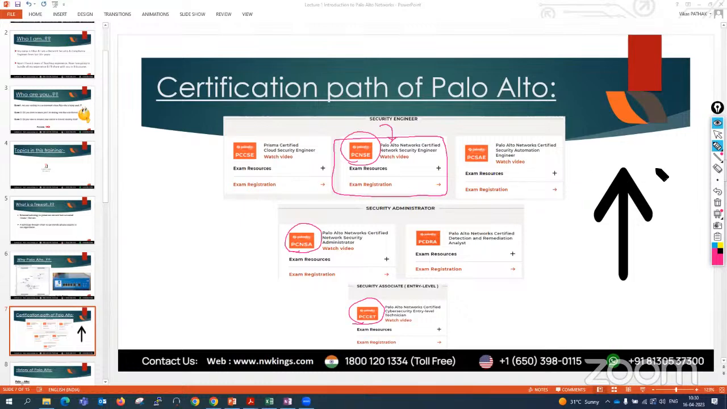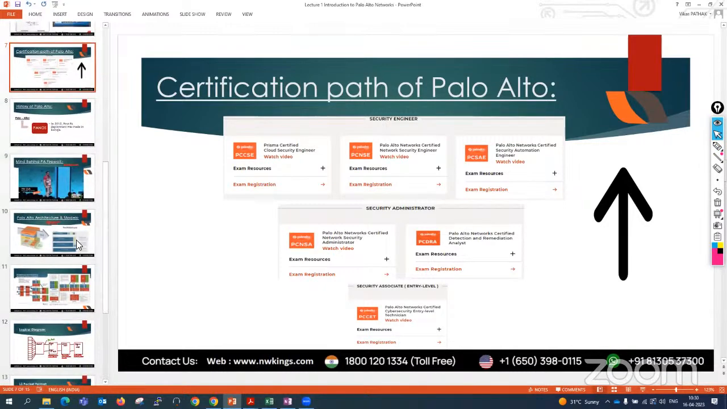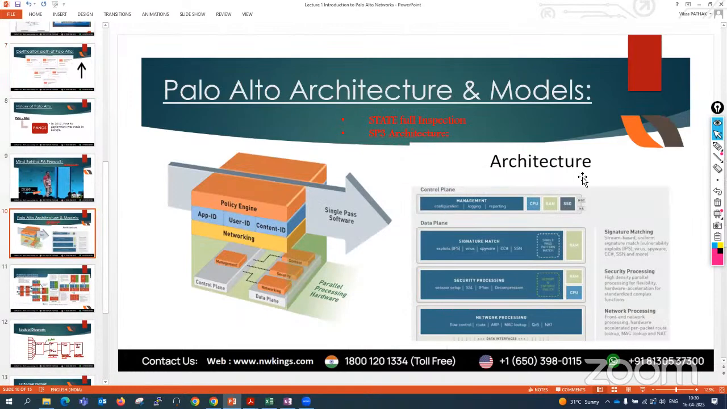Okay. Now let me proceed further. So this particular diagram we discussed yesterday, but it was a very quick discussion. Now we'll do the detailed discussion in today's lecture, right? So Palo Alto architecture and the models. In 2005 they developed this Palo Alto.